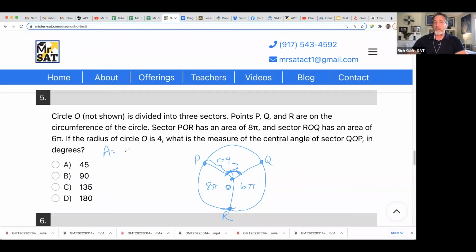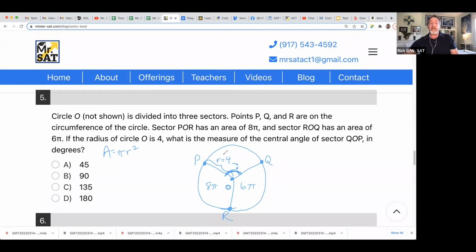The area of a circle, I hope you all have this memorized. Please have this memorized. It is at the beginning of every math section, but why flip back and waste time? Just have it memorized. The area of a circle is pi r squared. Pi, which is just a number, 3.14, times the radius squared. So do I have the radius? Yes, I do.